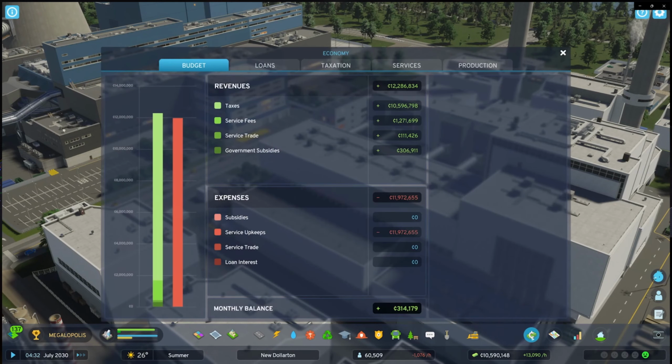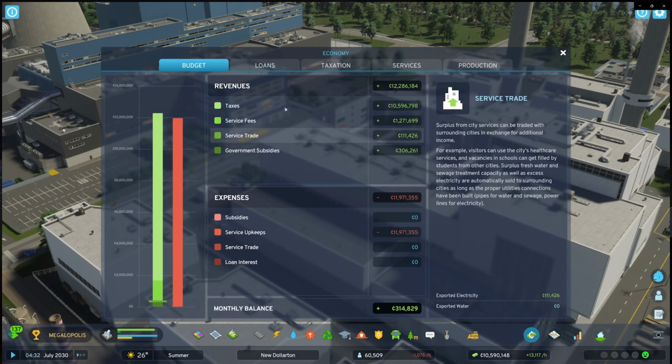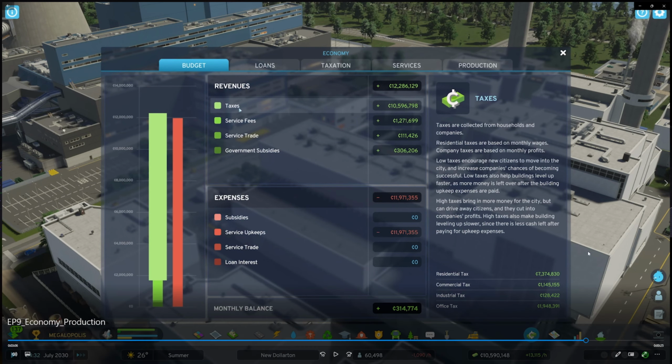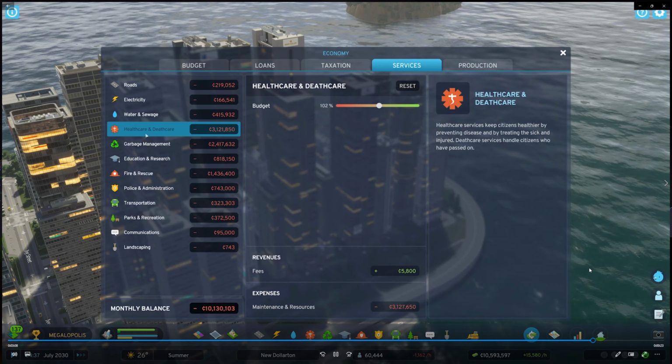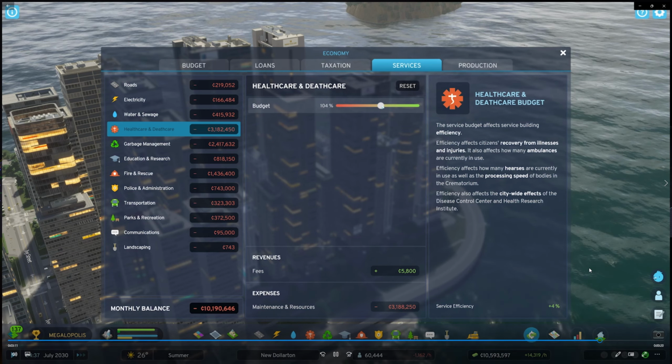You'll manage all this activity via the economy panel. It puts your city's finances, and this is what I mentioned before about having more information about what's going on. So from taxes, you can see what is residential, commercial, industrial, and office. And in services, you'll be able to see service type and service trade. You can also see where that's coming from. Land allows you to monitor and adjust production outputs for various goods and materials.